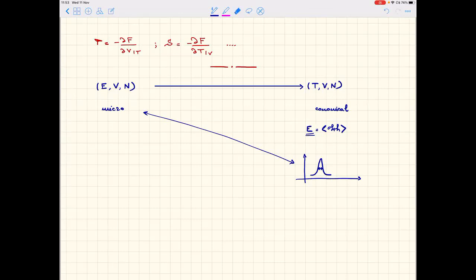So, in other words, the equivalence of the two ensembles comes through showing that the quantity that you let fluctuate in the canonical ensemble, as compared to the microcanonical ensemble, has actually fluctuations that are negligible in the thermodynamic limit. So that's the statement.